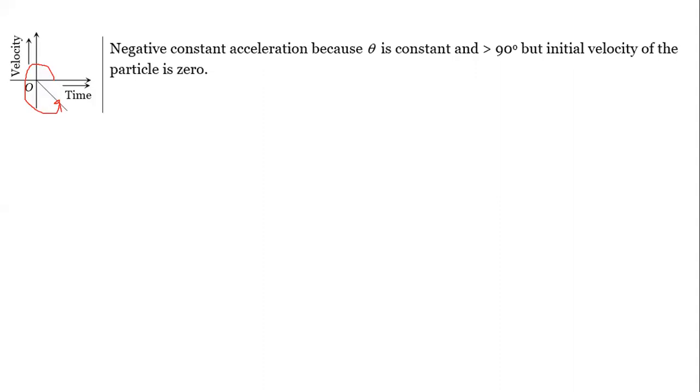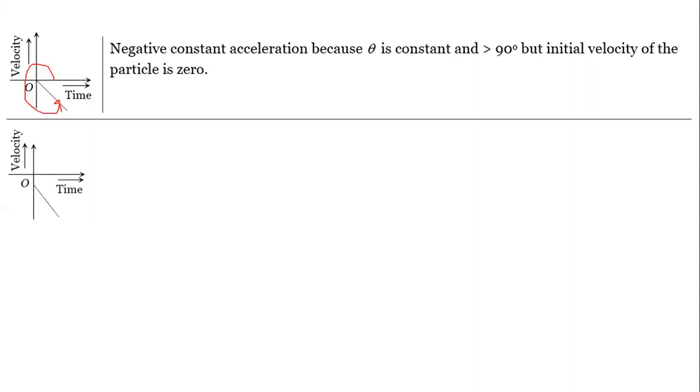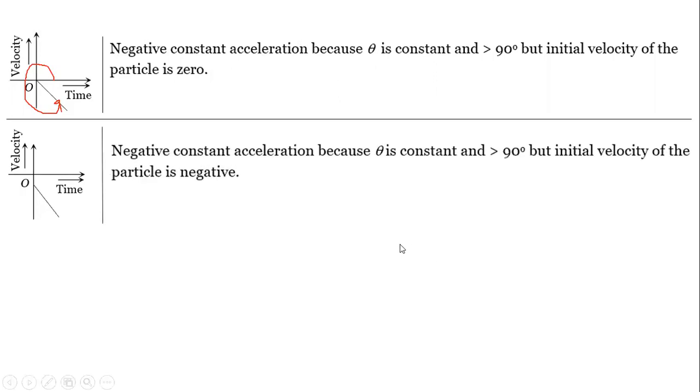And what about this one? Same, constant acceleration negative and angle greater than 90. But the initial velocity of the particle should be negative. Yeah, correct, it should be opposite. Hasini, thank you. Okay, so that was the interpretation for your last one.